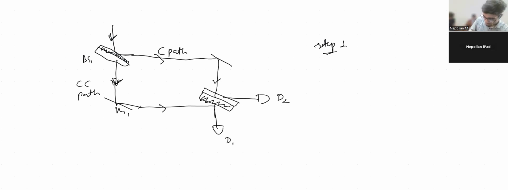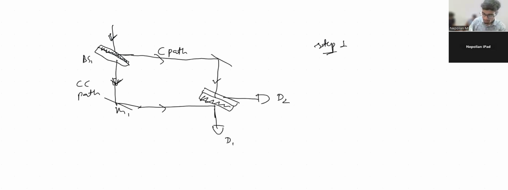Let's discuss the first setup that was done in that experiment. In the first setup, there is no object in either arm of the MZI. When we eject a photon into beam splitter 1, it will split into two parts. I am treating the photon as a wave because a photon can be present at two locations at the same time. This is the clockwise path and this is the counterclockwise path. This is mirror 1, this is mirror 2, and this is beam splitter 2.